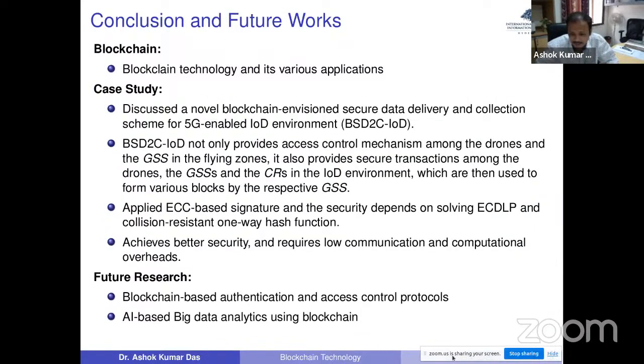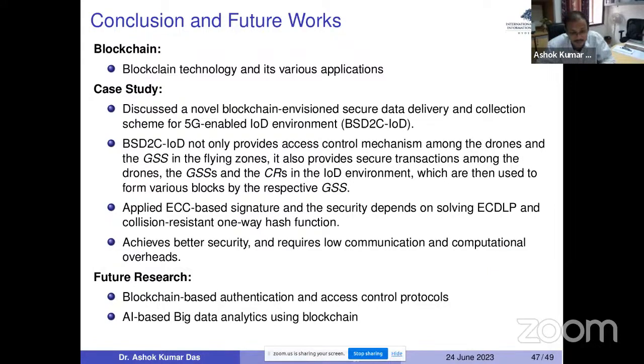So as a result, we discussed blockchain technologies and various applications. In our case study, we discussed a novel blockchain-based secure data collection scheme. That scheme not only provides access control between drones and flying zones, it also provides secure transaction gathering from drones to the GSS and exchange of the drone to GSS control domain.